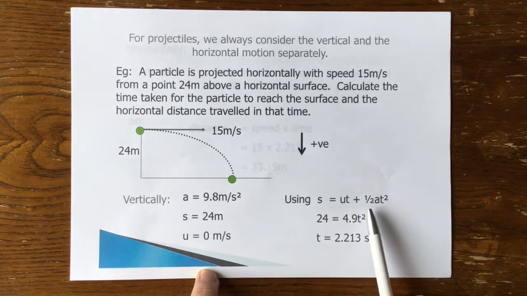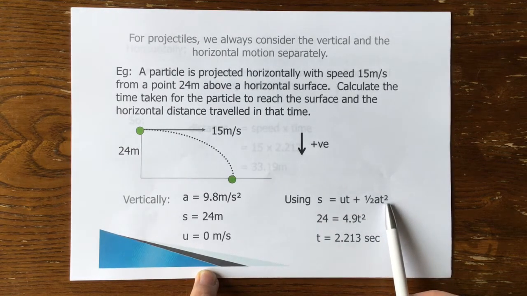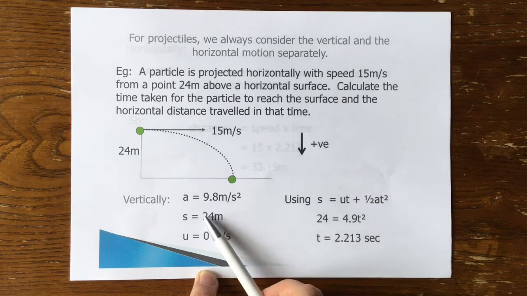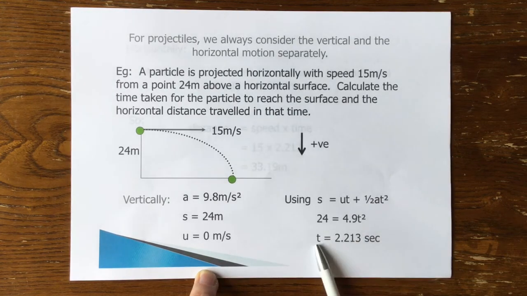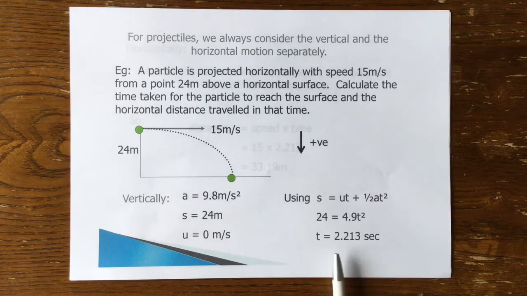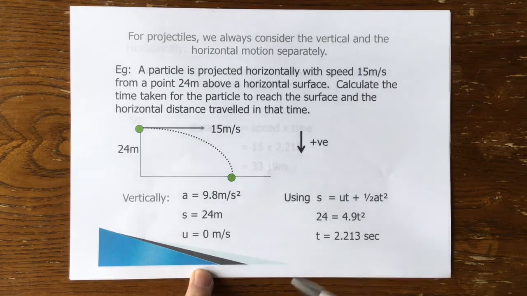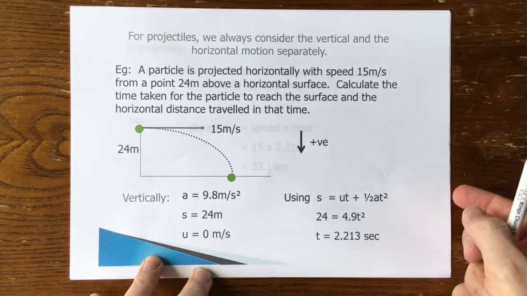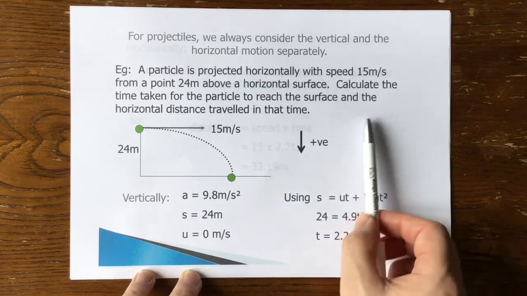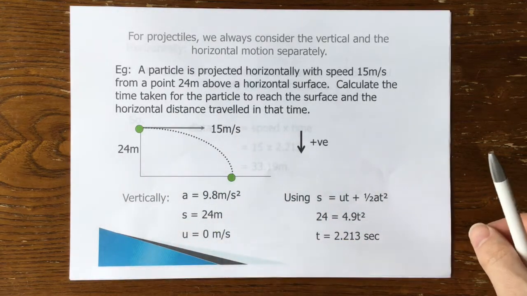Using s equals ut plus a half at squared, our UVAT equation, we can fill that in and find out what the time is. And the time here is 2.213 seconds. Okay, our final answers are to 3 significant figures. You see I've been more accurate in the middle of this. We would give our final answer then as 2.21 seconds, but when we use that in the next part, we'll still use 2.213 because it asks for the horizontal distance travelled in this time.